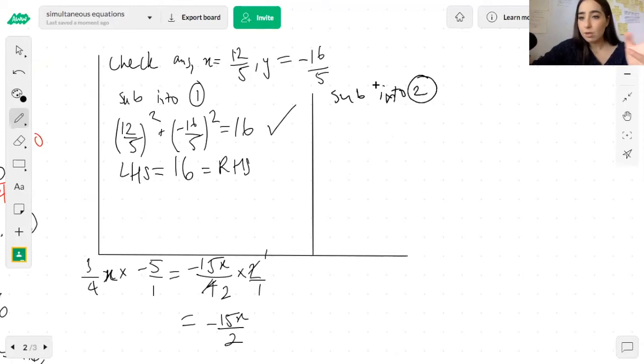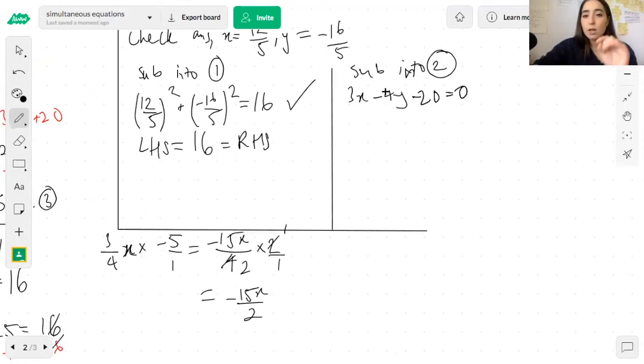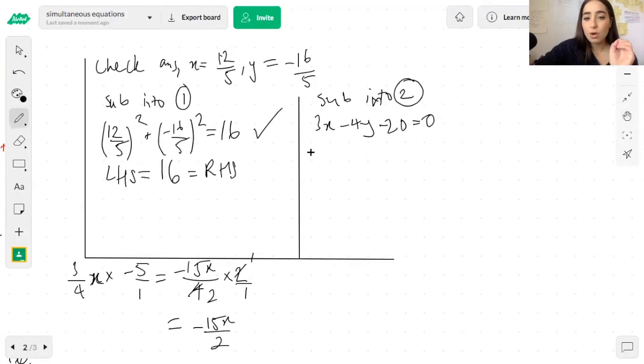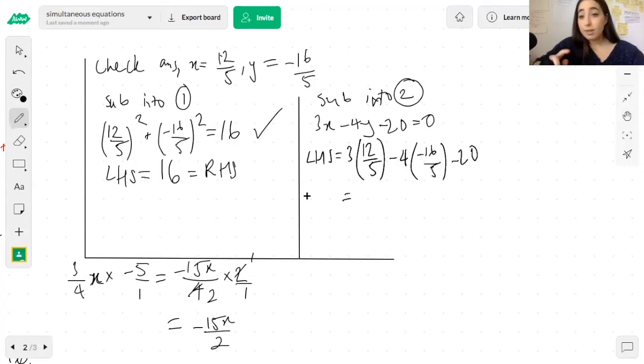And then you can sub in those values into equation 2 to make sure that it also works for equation 2. So we're going to say sub into 2. So this is not part of your solution. This is just a way of checking your answer. So on the left-hand side, we have 3 lots of X, and X is 12 over 5, minus 4 lots of Y, which is negative 16 over 5, minus 20. So we put that in our calculator and we get 0, which satisfies the right-hand side. And therefore you can conclude quite confidently that these are in fact the solutions to this equation.